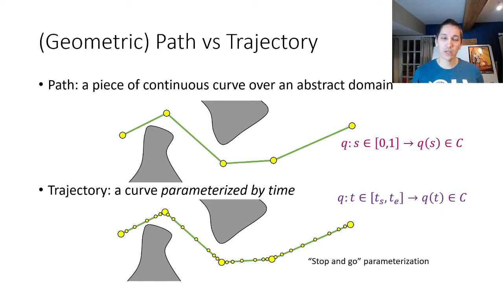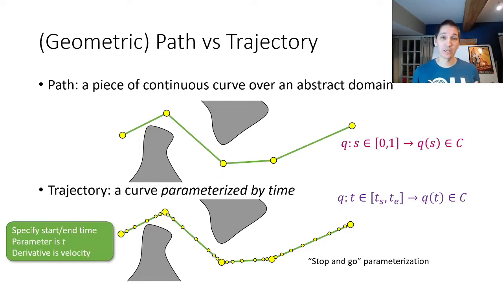On the other hand, a trajectory is going to be a curve that's explicitly parameterized by time. So it's going to have a start time, an end time. These are going to be physically meaningful quantities, and the parameter is going to be denoted by the variable t, and the derivative will be the velocity of the trajectory. So for example, we can denote evenly spaced in time by these little dots along the trajectory, denoting that this polygonal curve, this piecewise linear curve, can be executed by speeding up and slowing down at each of the vertices of the curve.